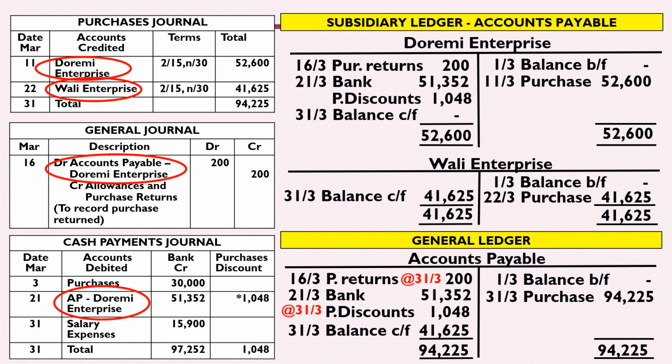So this is how you record the subsidiary ledger and also the general ledger for the control accounts. And the total carry forward for accounts payable must be equal to the balance of Dani Enterprise balance carry forward plus Wali Enterprise balance carry forward.